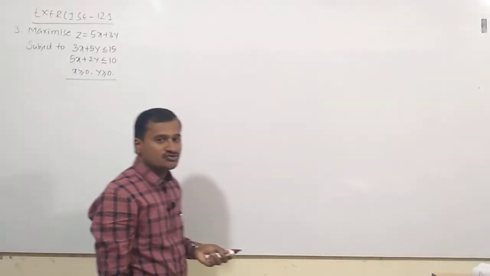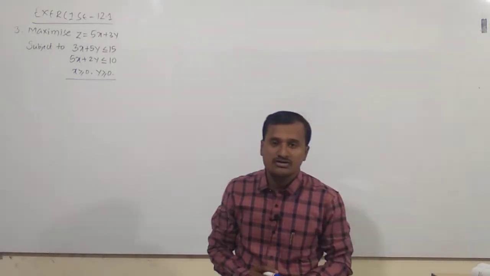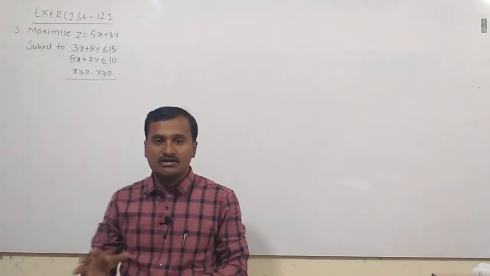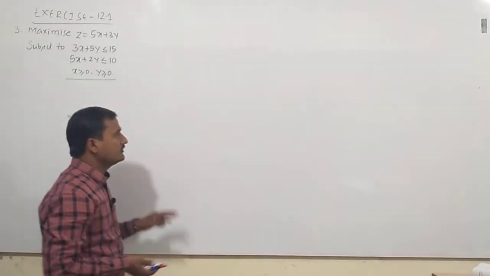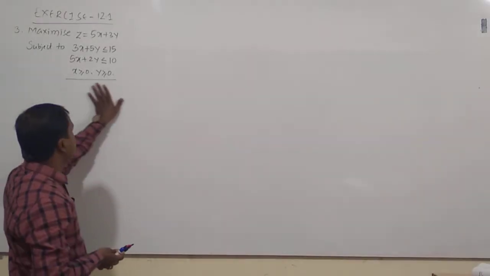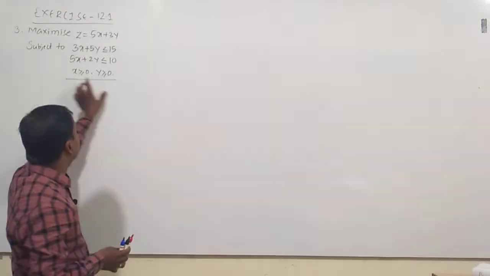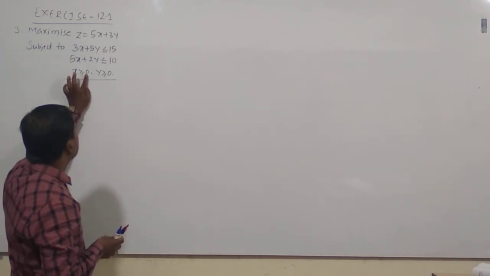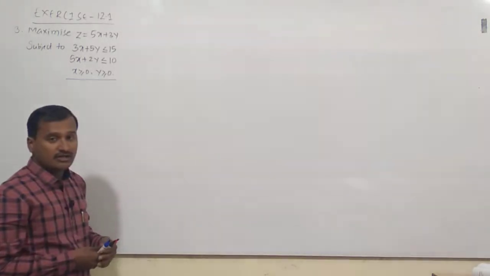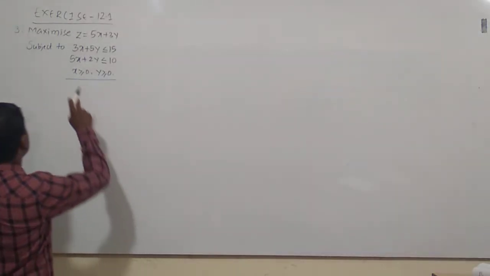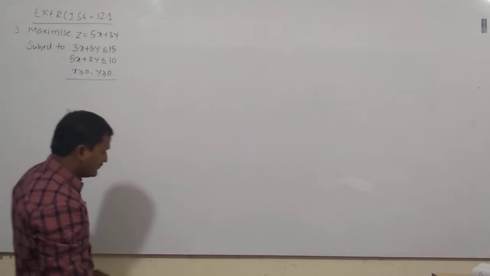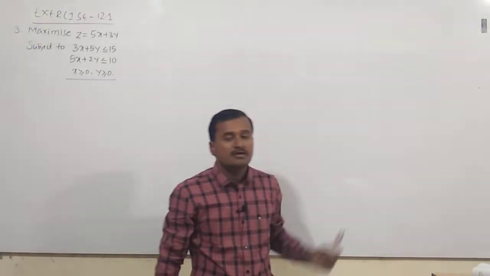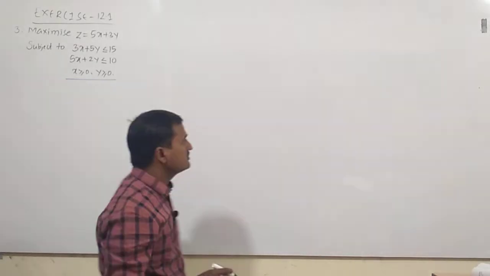x more than or equal to 0 and y more than or equal to 0 are called the non-negative constraints. So while solving with the graph, we have to shade the solution region, that is the feasible region, only in the first quadrant, because the value of x is more than or equal to 0 and the value of y is more than or equal to 0. We already know how to find the maximum or minimum value of the objective function by using the graph, right? So let us start.